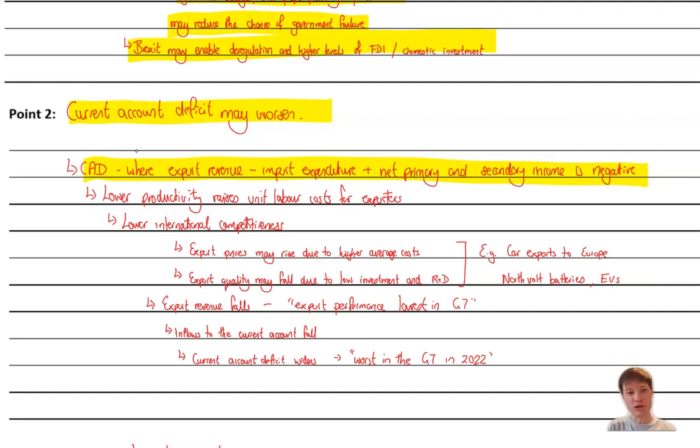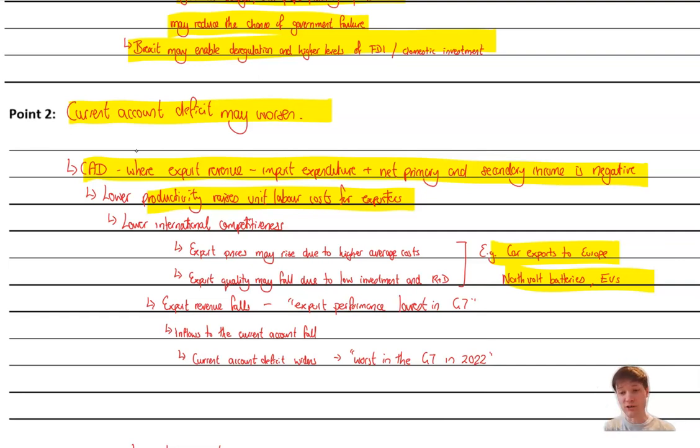So we've defined what the current account deficit is, and we've said that the lower productivity raises the unit labour costs for exporters. And you can refer back to international competitiveness in 2 ways. One is the quality of the exports. That's one of our areas of international competitiveness. The other is the quantity of exports due to the change in costs. So we can link back to, say, car exports to Europe from the UK.